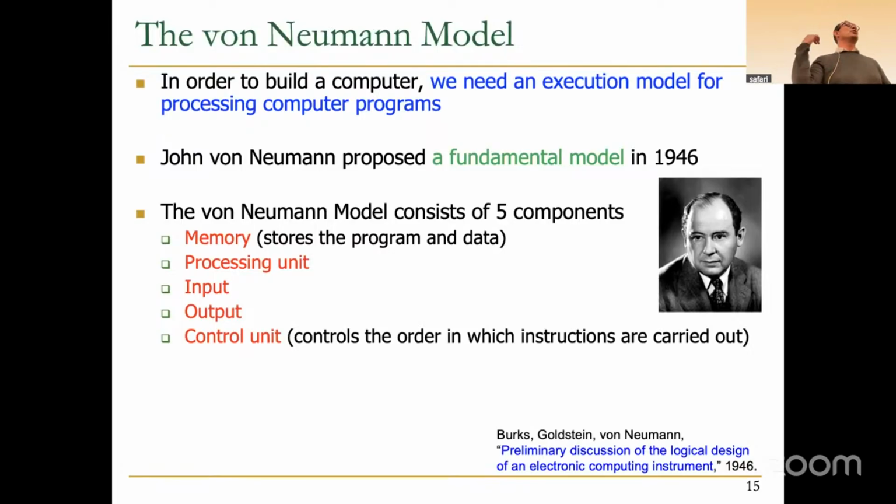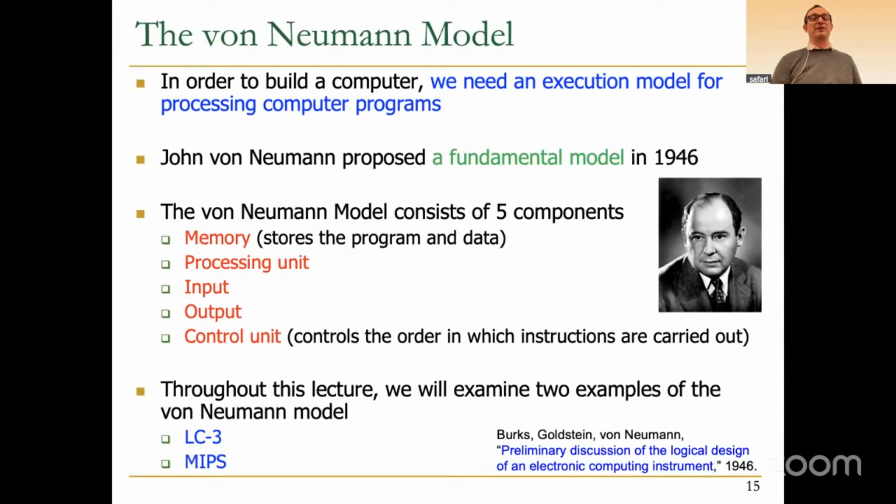So these 5 components are proposed by von Neumann. We're going to examine examples of these. Throughout this lecture, we'll examine 2 examples of the von Neumann model, the LC3, Little Computer 3, and MIPS. MIPS is a real ISA, as I said. These are good educational examples, but I'll give you examples from different ISAs, instruction set architectures, as well. Does that sound good?